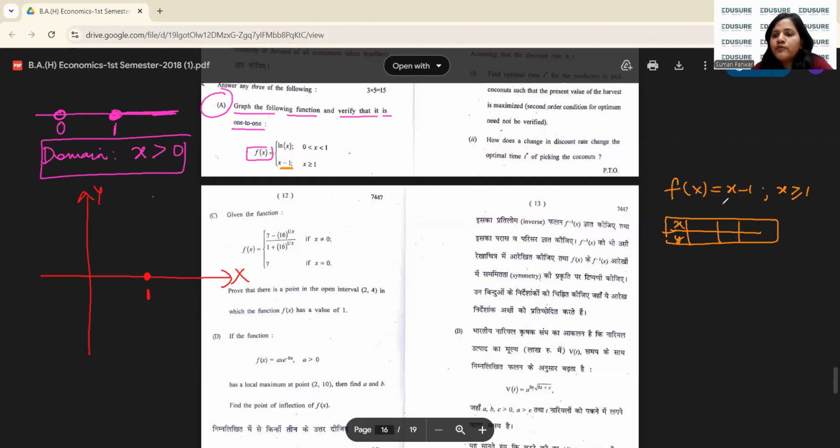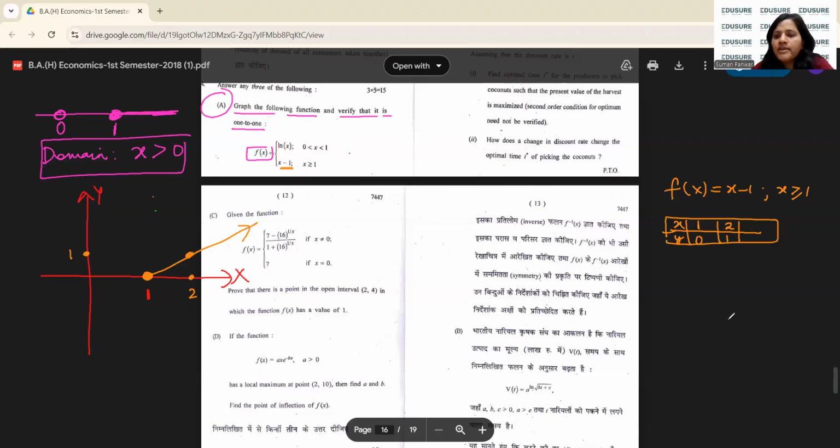Okay. So let us try. When x is equal to 1, y is equal to 0. That means this particular point is there, (1, 0). Then when x is equal to 2, we have f(x) equals 1. So suppose this is point 2 and this is my point 1. So something like this, and this is a straight line. This line will continue like this.